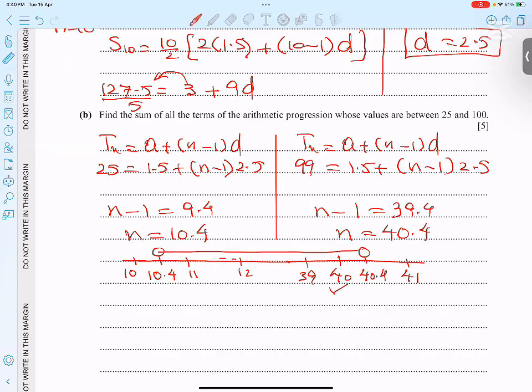I think the point is very clear. And if I try 99, this turns out to be 39, and we got exactly 40. So I hope you got this point. This logic is very clear to you.